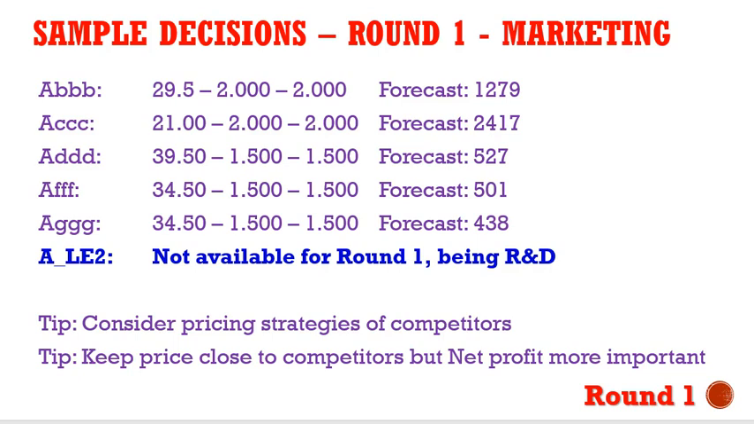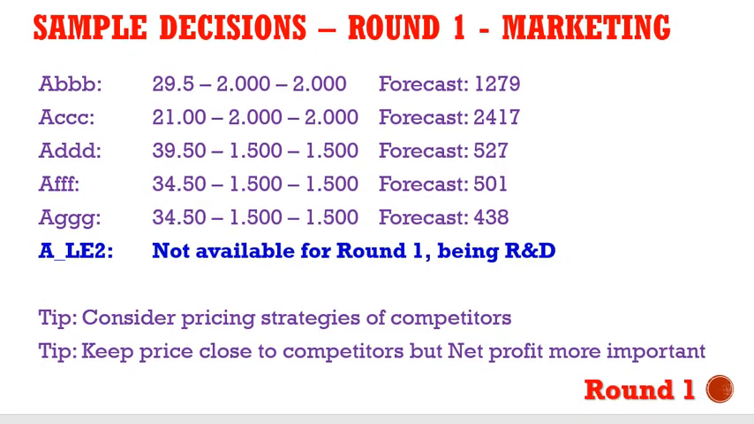Okay, so the tip: consider the pricing strategy of competitors. We keep track of the Excel file. Each round we reduce about 50 cents to make our price more competitive. And we keep the price close to the competitor. If they set a high price, you can keep yours a little bit higher than the suggestion, but still lower than the competitor's, to keep the price competitive so that the product can sell well.